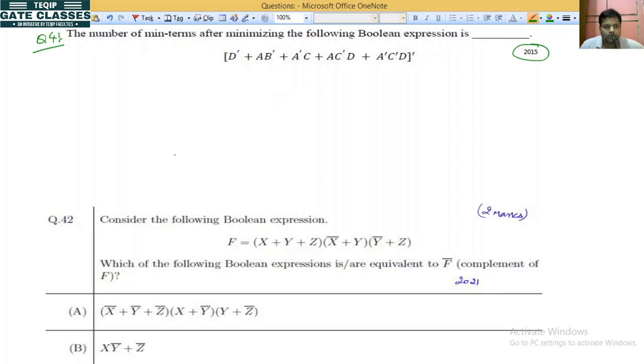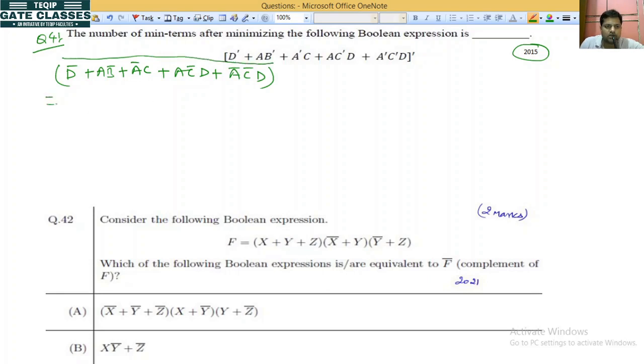Okay? So now we have the expression as (d bar plus ab bar plus a bar c plus ac bar d plus a bar c bar d) and on whole bar.